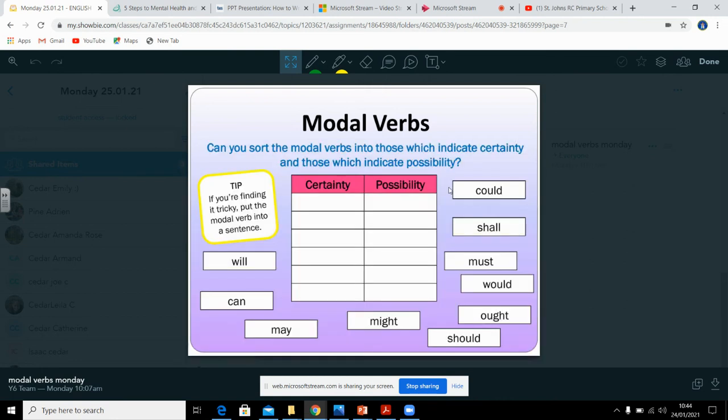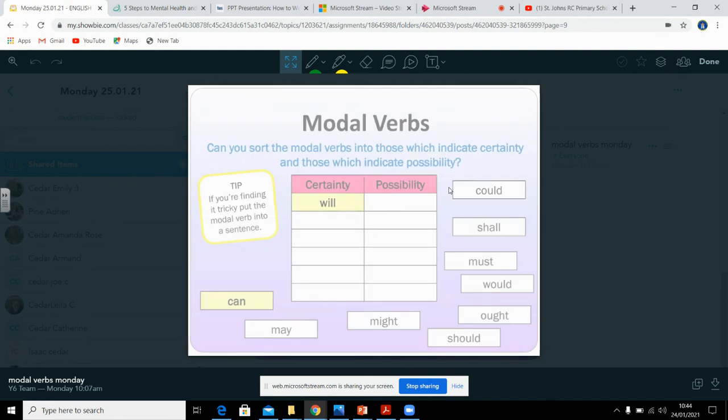What you're going to do now is have a go at sorting the modal verbs into those you think would express certainty, and those that you think would express possibility. If you're finding it tricky, put the modal verb into a sentence. So, for example, I must eat dinner. That sounds like it might be for certainty. So have a go, pause the tape.